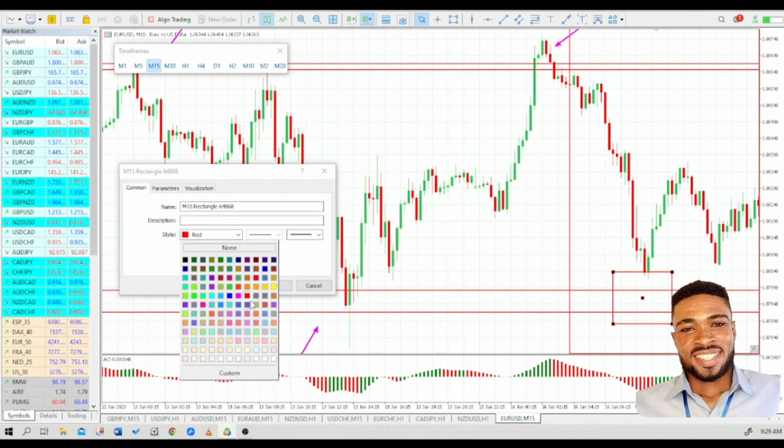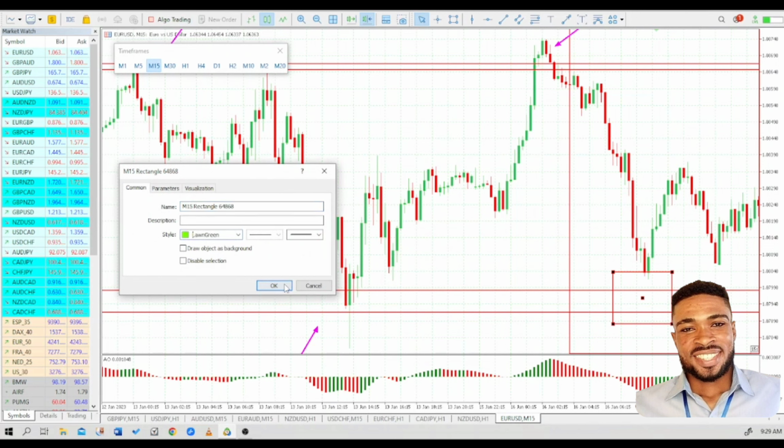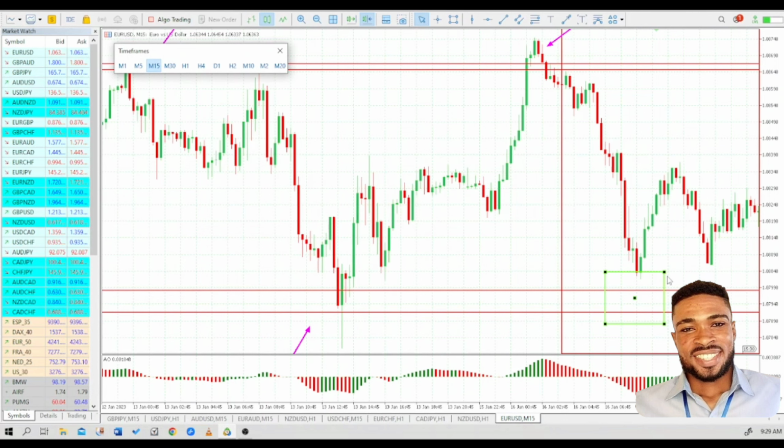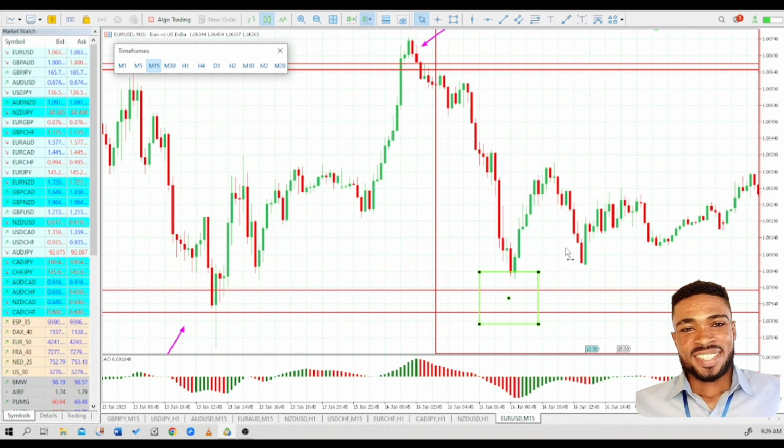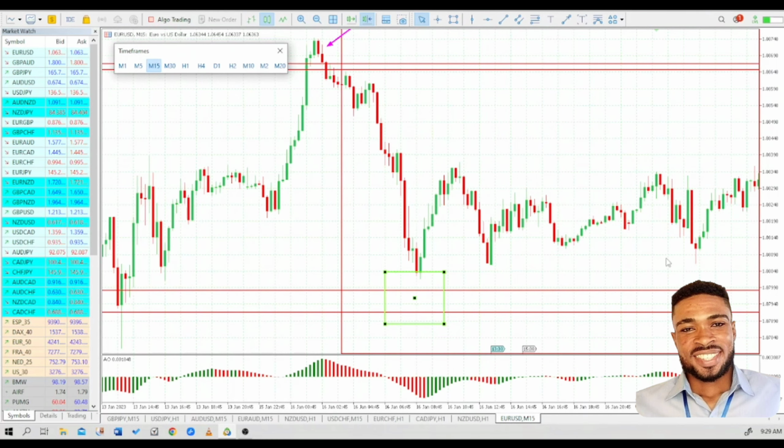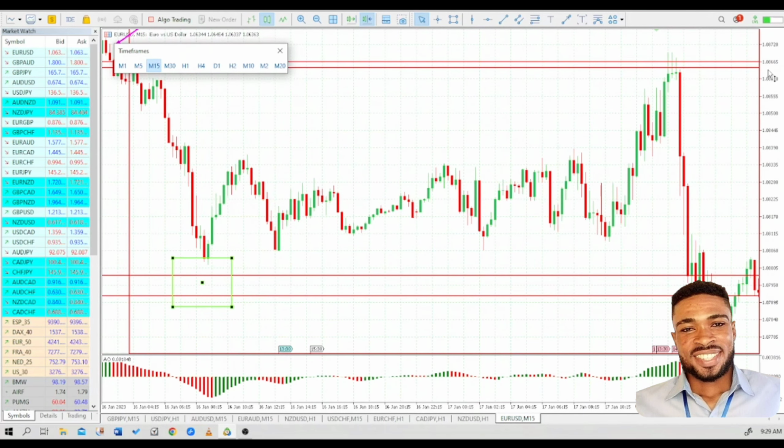Let me change the color, okay, so that it will be different from what we have already done. We won't enter any trade here because the market did not touch. So here, no trade. We have to wait again for the market to touch. But the market did not touch anything until it came back and touched here. So this is where the market touched, so we enter our buy signal here. Straightforward.